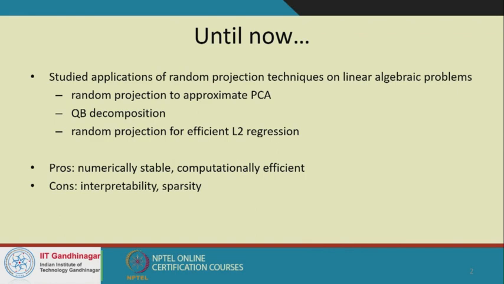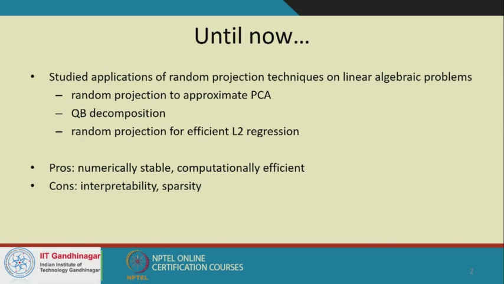So, until now, we have looked at different applications of the random projection techniques on various linear algebraic problems, right? Some examples of the things that we have studied: number one, application of random projection to approximate PCA, to approximate matrix multiplication. We have looked at a particular low rank decomposition called the QB decomposition. We have also looked at how to apply random projection in order to do L2 regression efficiently.